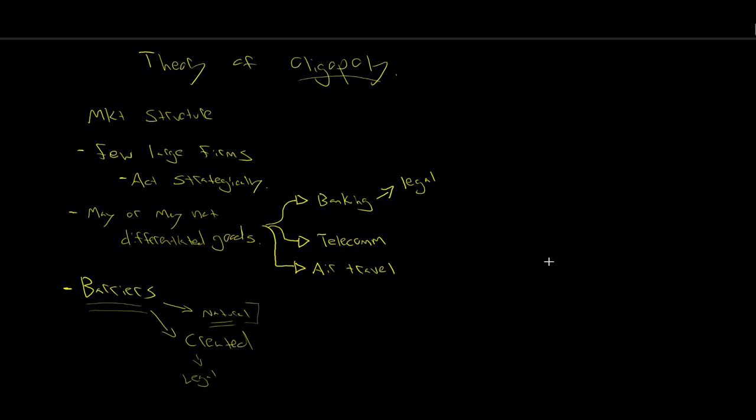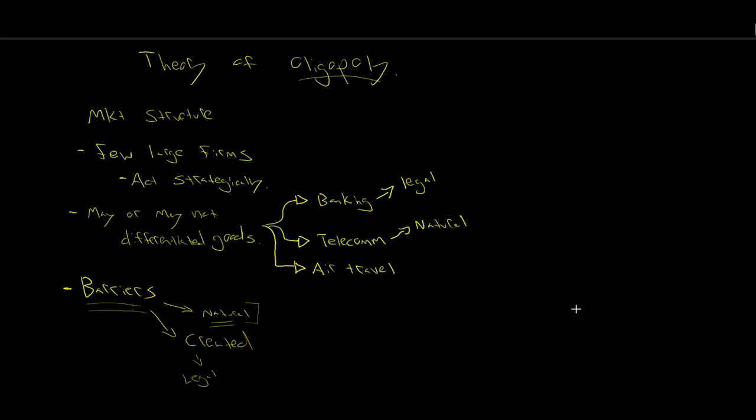Underneath the Canadian Banking Act, we really want to limit our number of firms. We want to limit the amount of competition in order to ensure that we have strong, safe banks, so that we don't have bank failures occurring. So we've created a legal barrier to really restrict how many banks can exist. As a result, we've created an oligopoly banking market. Telecommunication is partly legal, but largely natural.